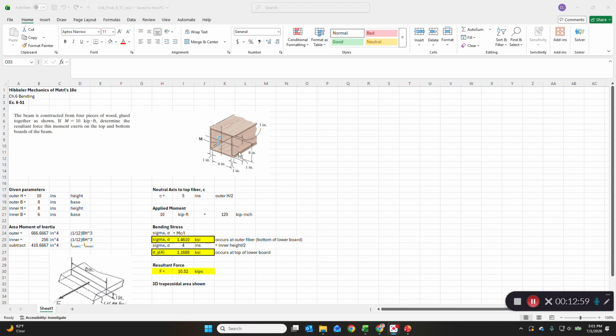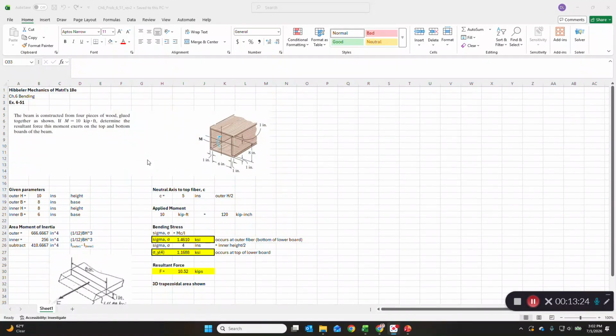So it says a box beam here is constructed from 4 pieces of wood. So this is a composite, glued together. If the moment applied here, and you can see the moment applied is a blue clockwise oriented moment, determine the resultant force the moment exerts on the top and bottom boards of the beam.